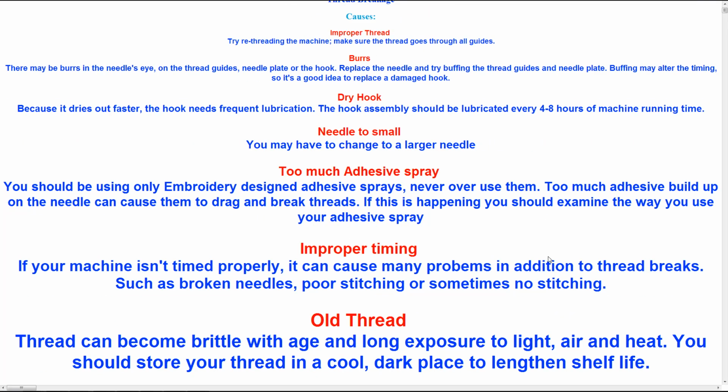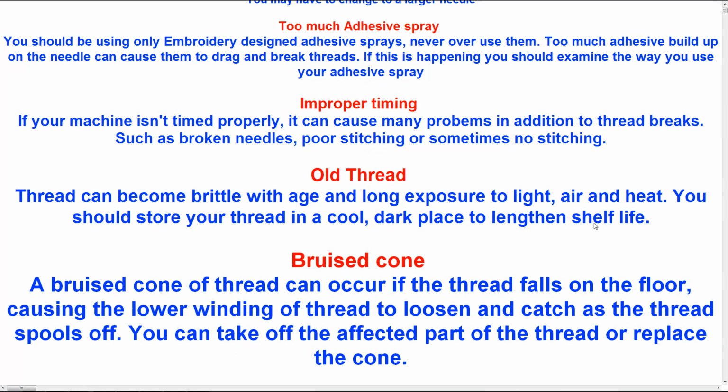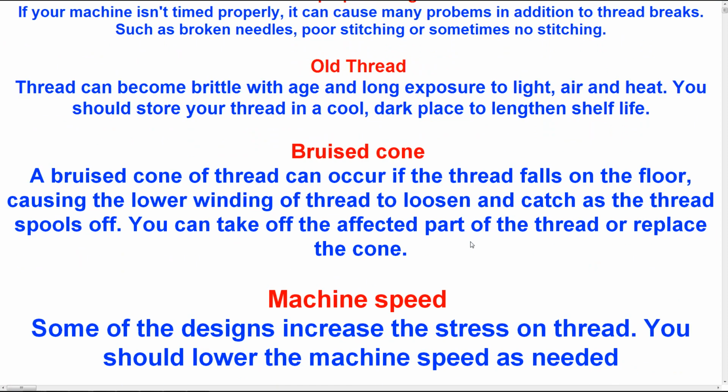Improper timing. If your machine isn't timed properly, it can cause many problems in addition to thread breaks, such as broken needles, poor stitching, or sometimes no stitching. Old thread. Thread can become brittle with age and long exposure to light, air, and heat. You should store your thread in a cool, dark place to lengthen shelf life.